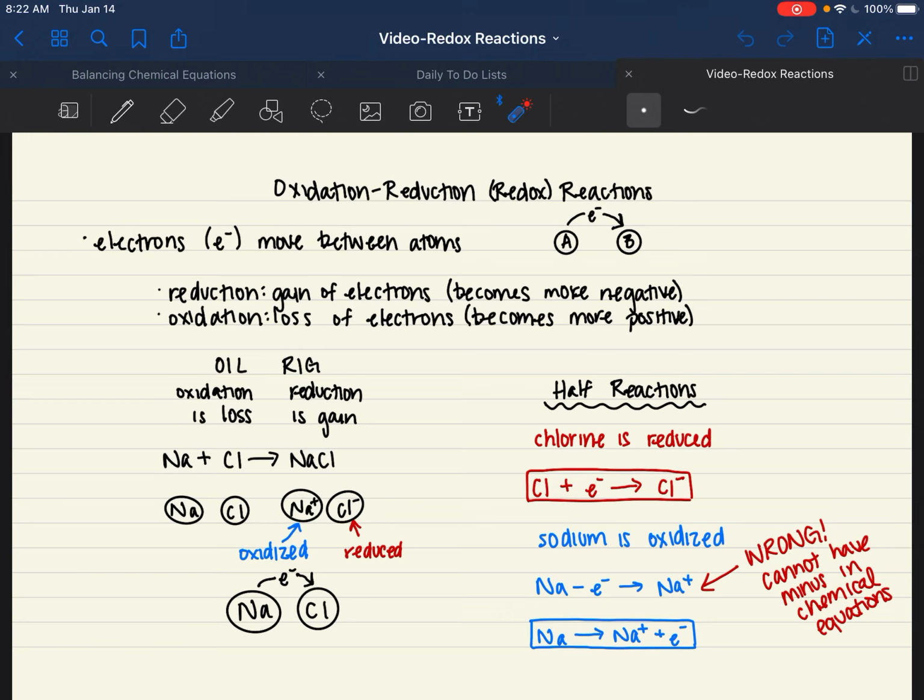Oxidation, on the other hand, is a loss of electrons. So because it is losing that negative charge, it is becoming more positive. So in this case, atom A, whatever it may be, is being oxidized because it is giving away electrons, so it is becoming more positive.